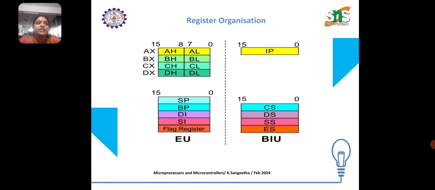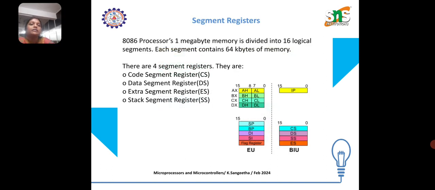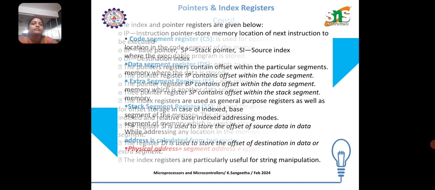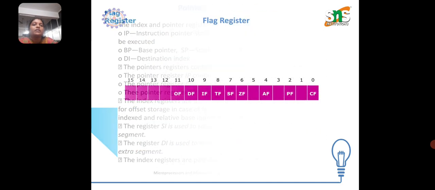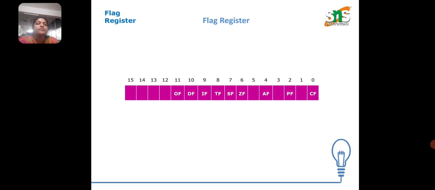Base pointer is used as a base address pointer for accessing the data on the stack. Stack pointer points to the top of the stack and is used for managing the stack. The next one is the flag register. It is a 16-bit register used to represent the status of the result. There are 9 flags.